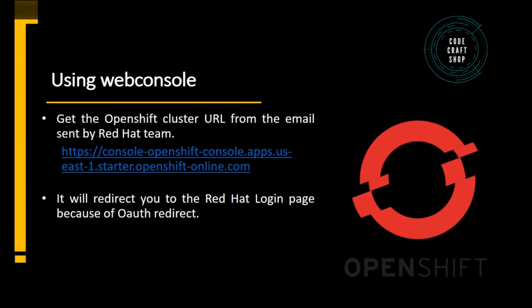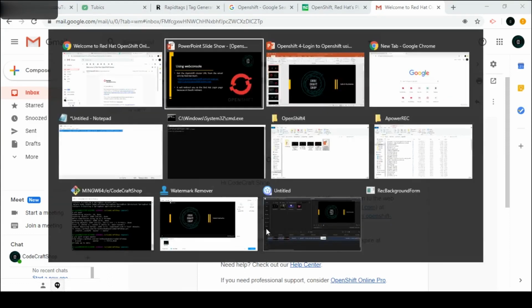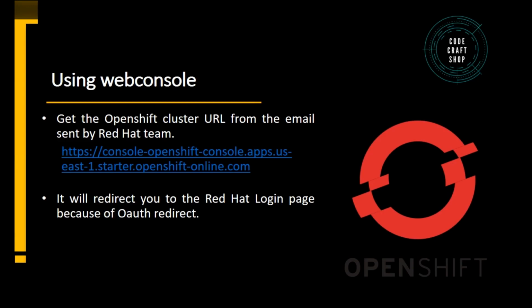So for using web console we need to get the URL which came from Red Hat. So this is the URL in my case, so I have copied that URL, and when we use this URL, it will redirect us to the Red Hat login page because of the OAuth authentication that has been implemented for security purposes, and then it will navigate or redirect us to the console.